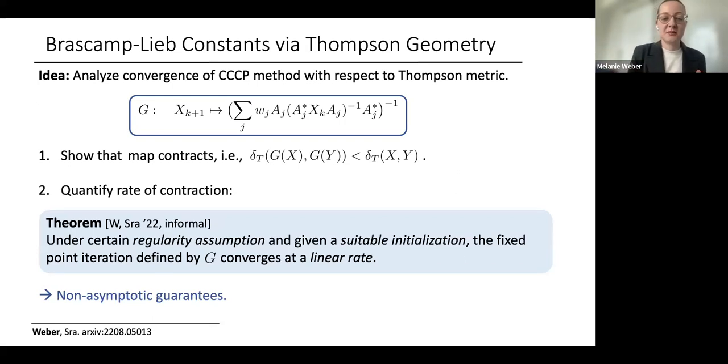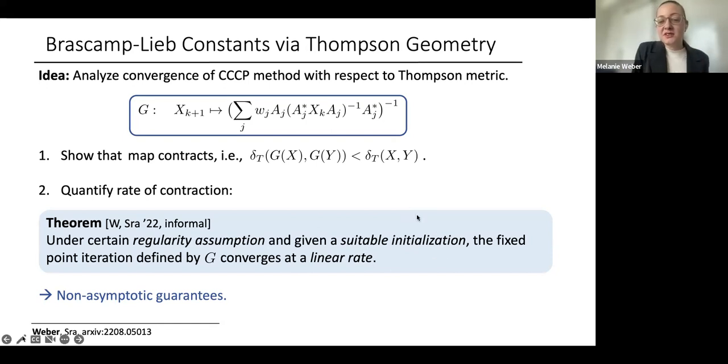And then, of course, we would like to have convergence rates, so quantify the rate of contraction in order to give non-asymptotic convergence rates. And that is also possible to do in this framework. Here we have to impose some additional regularity conditions, and again require a suitable initialization. In that case, we can show that the map in fact converges at a linear rate, which is what we would expect from the numerical results. I stated this only informally, you can find the details in the paper, but that linear rate now gives us non-asymptotic convergence guarantees.